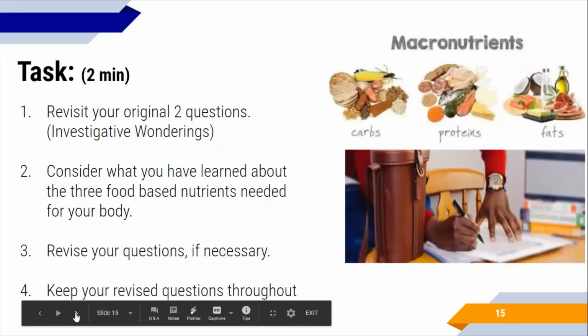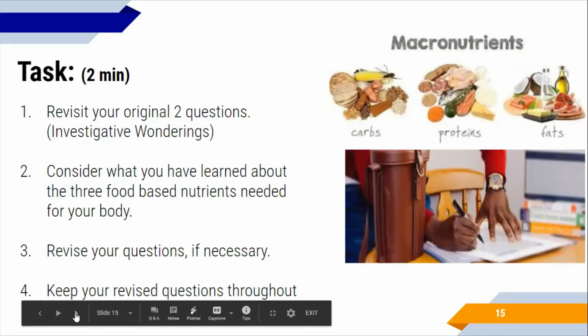Remember your 2 questions that you developed from the beginning of the phenomenon? We asked that you kept them near. We're going to call them investigative wanderings. Now that you've learned a little about the 3 main categories of nutrients that your body needs, review your investigative wanderings and see if you need to adjust them.